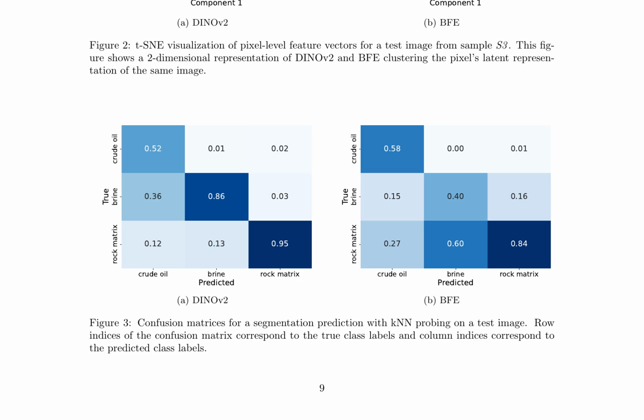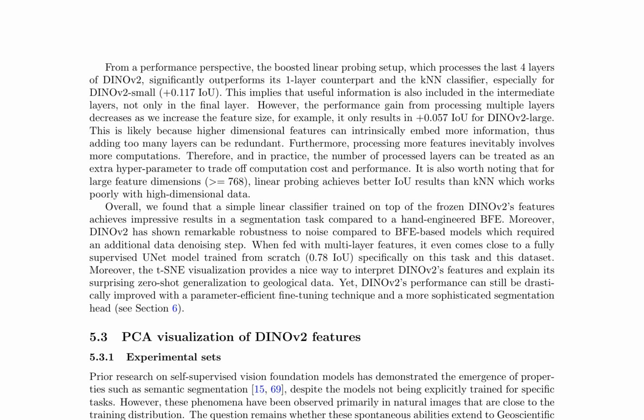The evaluation highlights the strengths and limitations of the segmentation models, emphasizing the need for further refinement. The boosted linear probing setup, which processes the last 4 layers of DINOv2, significantly outperforms its 1-layer counterpart in the KNN classifier, particularly for DINOv2 small, with a notable increase of 0.117 IOU. This indicates that useful information is present in the intermediate layers, not only in the final layer.